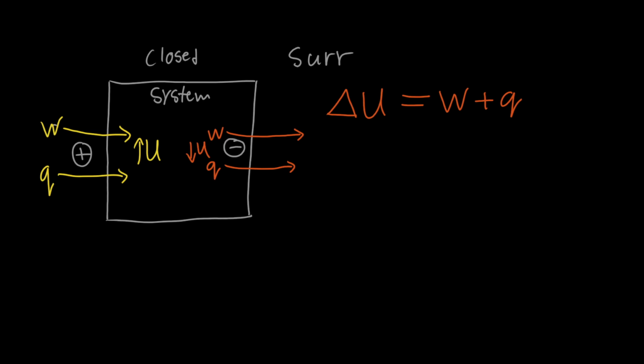Now I want to focus on heat. As we just said, if heat is positive, it will be going into the system. We refer to this as endothermic. Now if heat is negative, heat is being transferred out of the system. We refer to this as exothermic.